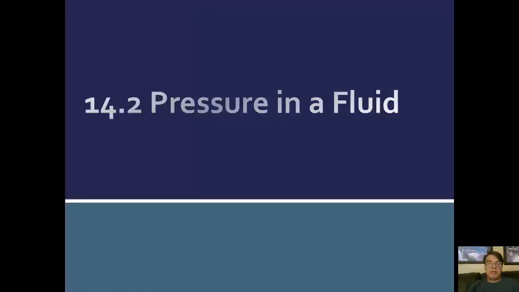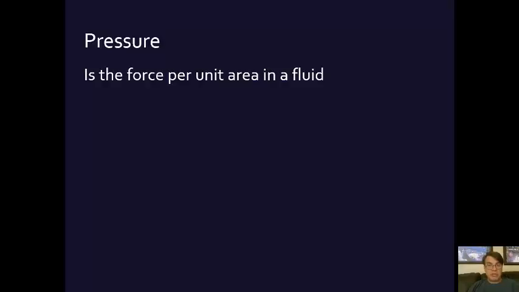The second section in the chapter on fluid mechanics in Young and Freedman's University Physics is on pressure in a fluid. This is a rather long section, but basically pressure is the force per unit area in a fluid. It's not the same as force. Force has a direction. Pressure doesn't have a direction. So force is a vector, whereas pressure is a scalar. But at any particular point, pressure is the change in force per area.